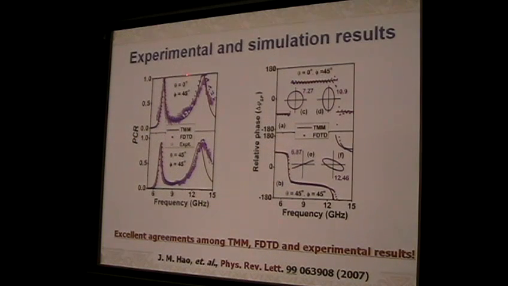Here come the experimental and simulation results. The solid line is the TMM calculation, the blue symbols are FDTD simulation, and the open circles are experimental results. You do find that at these two particular frequencies, in two situations, the PCR value equals 1. We have excellent agreement between the TMM model calculation, the FDTD simulations, and the experimental results. This paper was published two years ago.